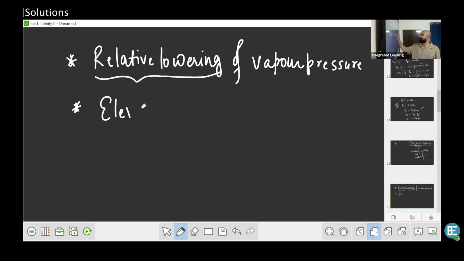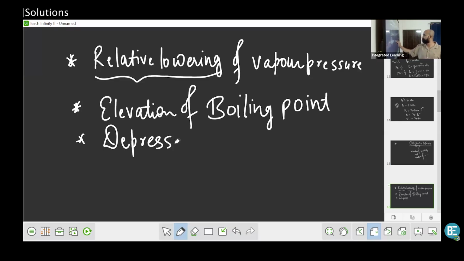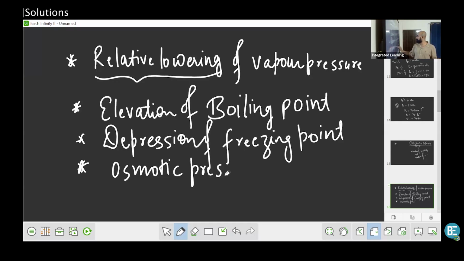Second is elevation of boiling point. Third is depression of freezing point. The last is, there are only four, the last is osmotic pressure. This one you may have studied a little bit in bio. Osmotic pressure.